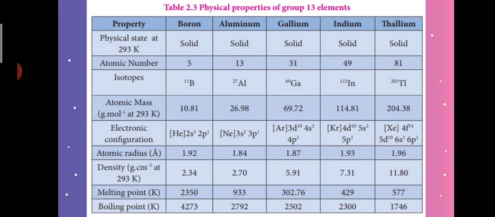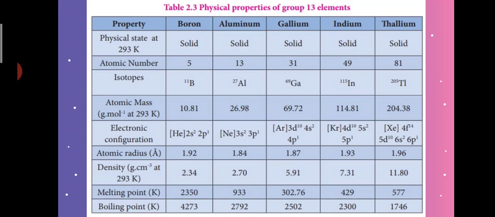Next you have isotope. Third row you can see isotope. What is an isotope? Same atomic number but different mass number, we call it an isotope. So boron has boron 11, aluminium has aluminium 27, gallium has gallium 69, indium has indium 115, thallium has thallium 205, and their atomic masses are here.